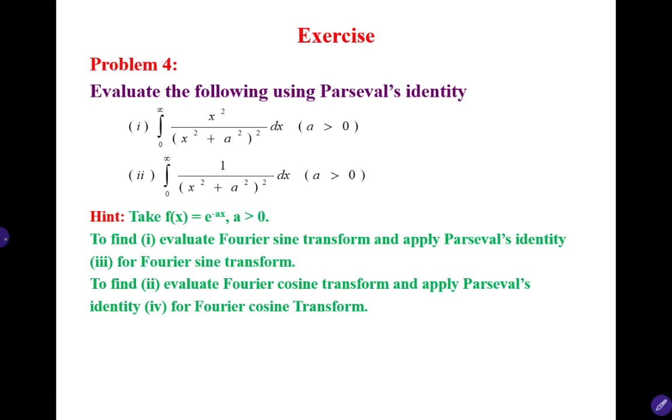So these are some problems for exercise. You can try yourself. Problem number 4 is to evaluate the following using Parseval's identities. The first one is integral 0 to infinity x square by x square plus a square whole square dx. And the second integral is integral 0 to infinity 1 by x square plus a square whole square dx. Here are some hints for you to derive these two integrals. Follow these hints and solve the problem.